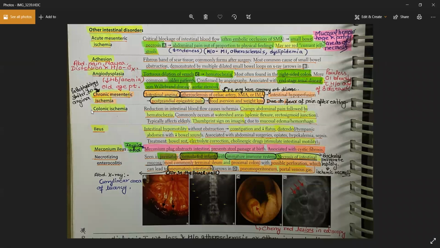What you can see is crampy abdominal pain after eating. You can have hematochezia also. You will have edema of the mucosa, wall thickening, and hemorrhage. Okay, that would be all about it for the ischemia. Any doubt?